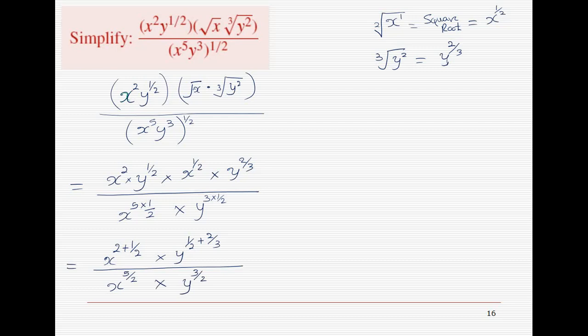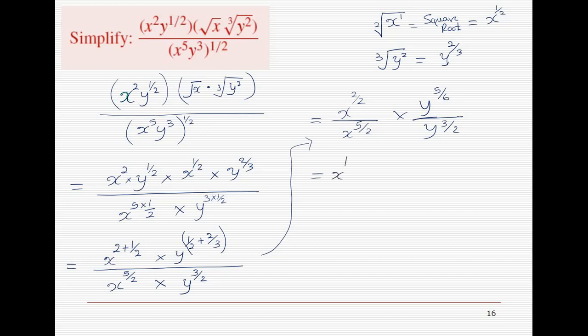Now again we apply the second rule. If I take this further, we can say x to the power 2 divided by 2, divided by x to the power 5 divided by 2, into y to the power 3 plus 2, 5 divided by 6, when you simplify this bracket, divided by y to the power 3 divided by 2. So we get x to the power 2 divided by 2 is 1 minus 5 divided by 2, because it's a division, indexes subtract. Then we have y to the power 5 divided by 6 minus 3 divided by 2.